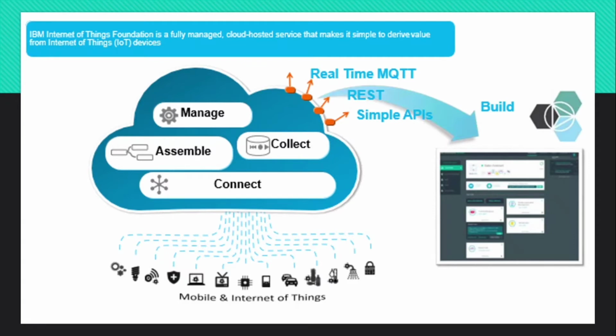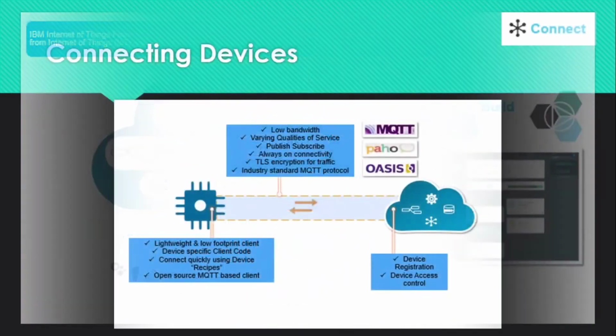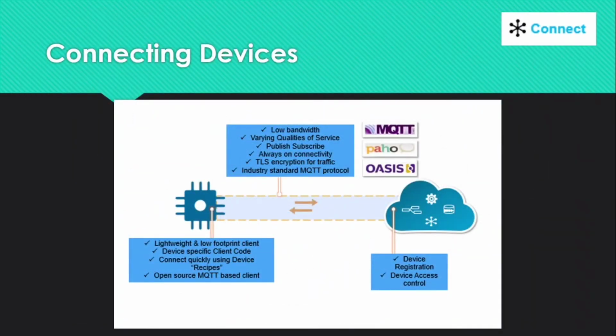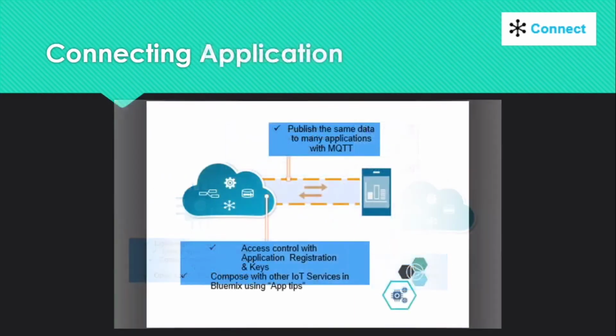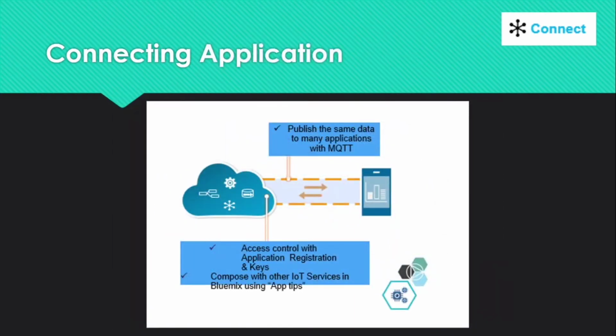IBM Internet of Things Foundation is a fully managed cloud hosted service that makes it simple to derive value from IoT devices. The first major task is to connect devices. The devices are sensors and collections of sensors. We can see the network as MQTT, and the sensor is an open source MQTT based client. And then next is connecting the application.